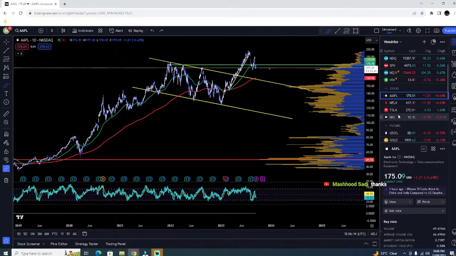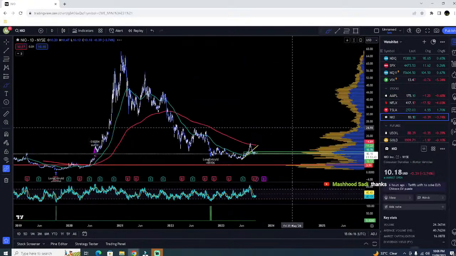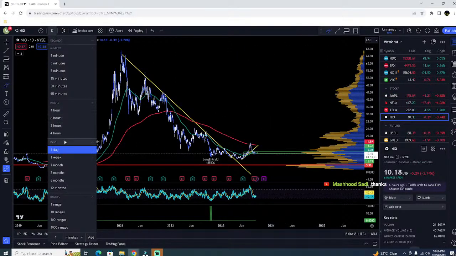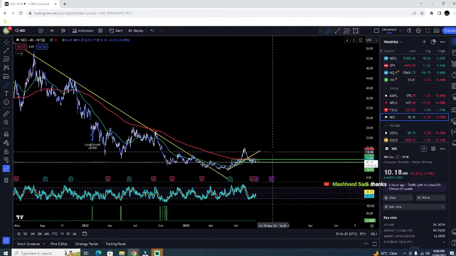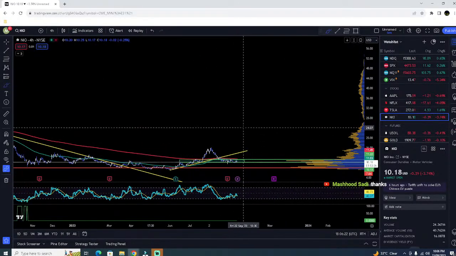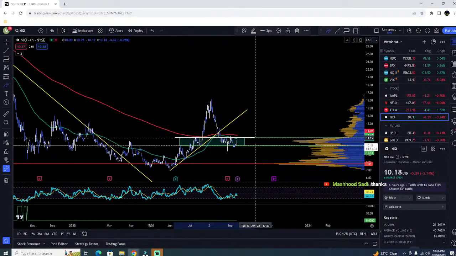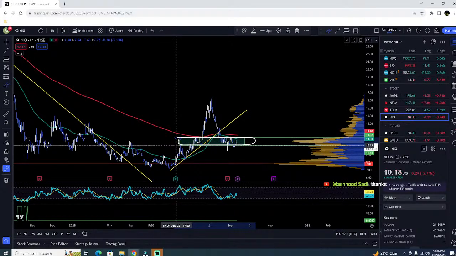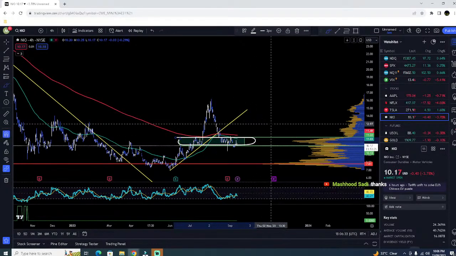Now let's talk about NIO, because a lot of insane moves are happening for NIO. Let me just quickly go into the 4-hour. So this range is very important. This range is what we need to hold. This is roughly 11.2 till 10, you can say $10.